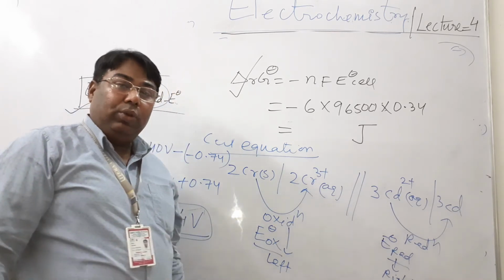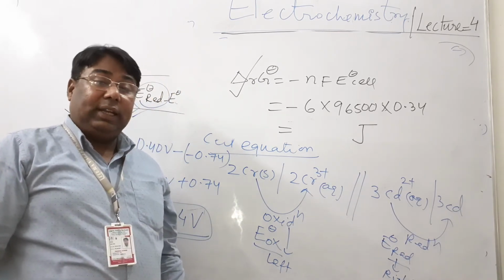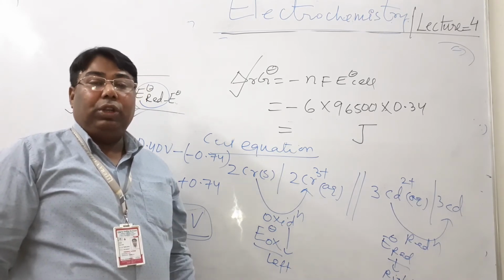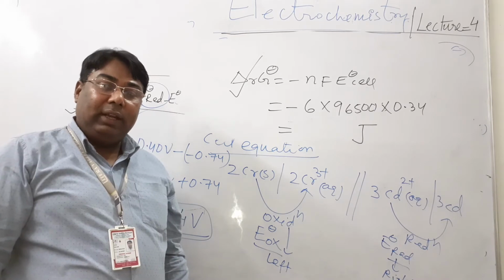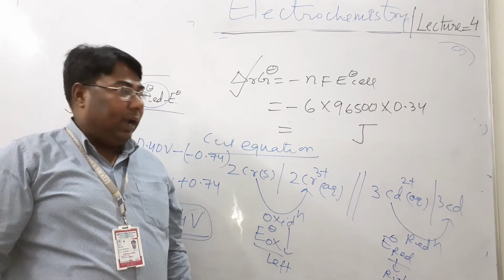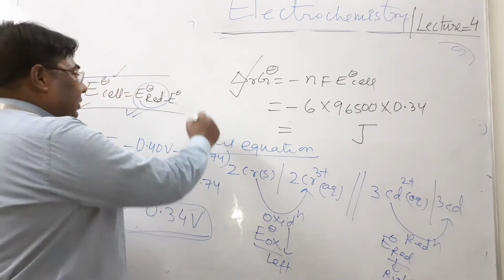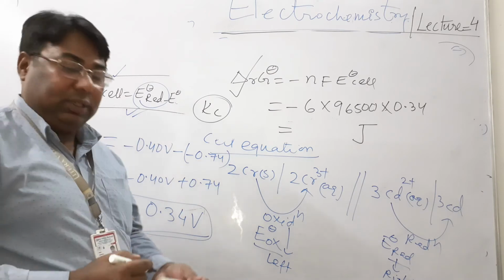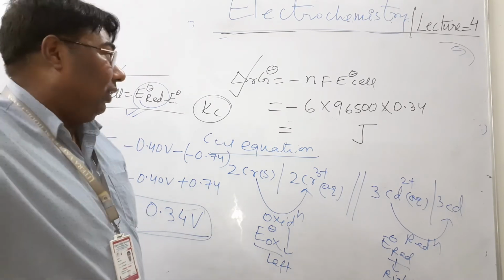So you can practice this kind of question to understand how you would find out the value of standard cell potential and Gibbs free energy. And also you find out Kc, the equilibrium constant. Sometimes in the question the equilibrium constant is also asked to be found.